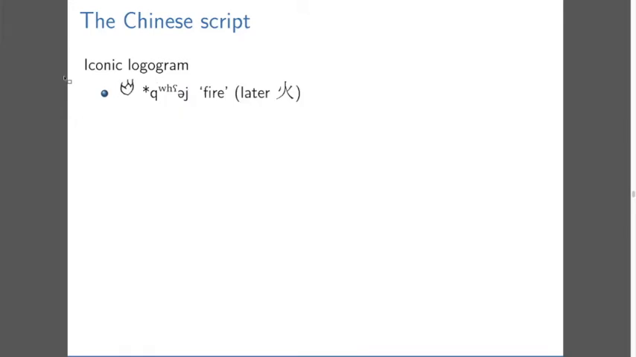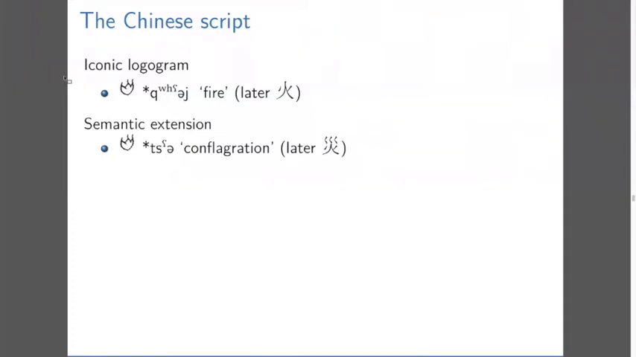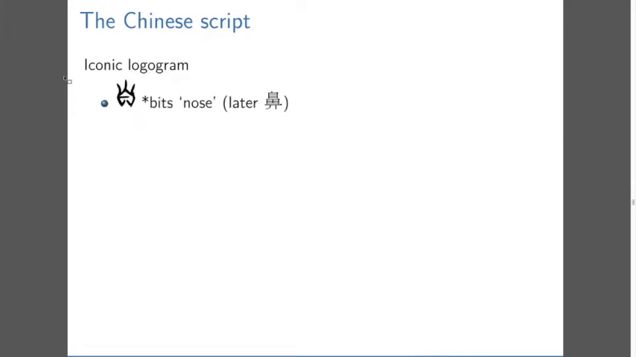Okay, now just to go through two more examples. You can draw a picture of fire to mean fire. Then you can use that same character, semantically extend it to refer to the word conflagration, which has a different pronunciation. You can also take a picture of a nose that's pronounced bits, and using the rebus principle, you can use it for this word sbits, which means self.